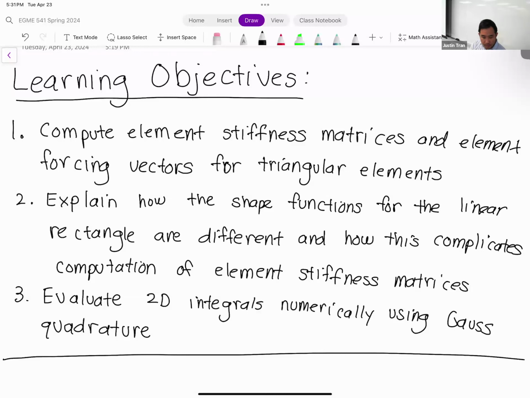Any questions before I get started for today? How many questions are going to be on the exam? There's going to be 4 conceptual questions and 3 problem-solving questions.